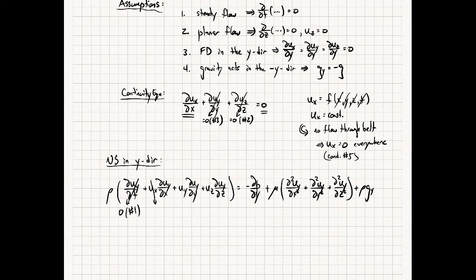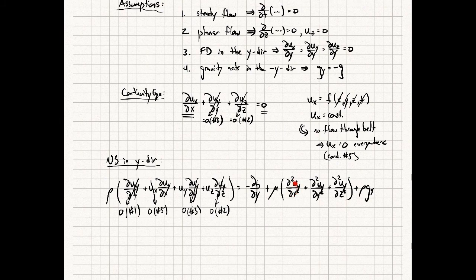Second term is 0 because of condition number 5. We found that the ux velocity was 0 everywhere. The next one is going to be 0 because it's fully developed in the y direction. That's number 3. Next one is 0 because it is a planar flow, so that's number 2. I'm going to come back to this dp dy in just a moment, but for the time being, I'm going to just skip that.